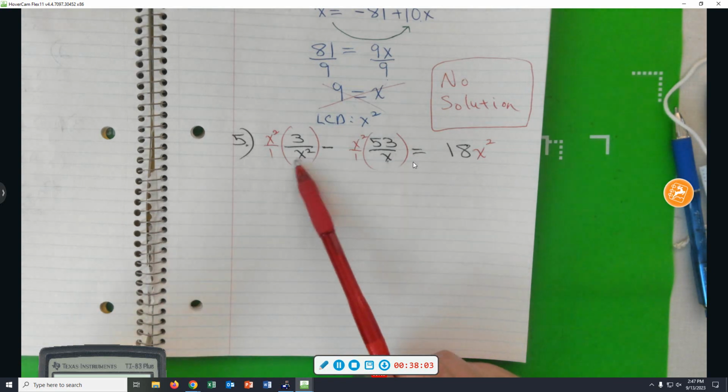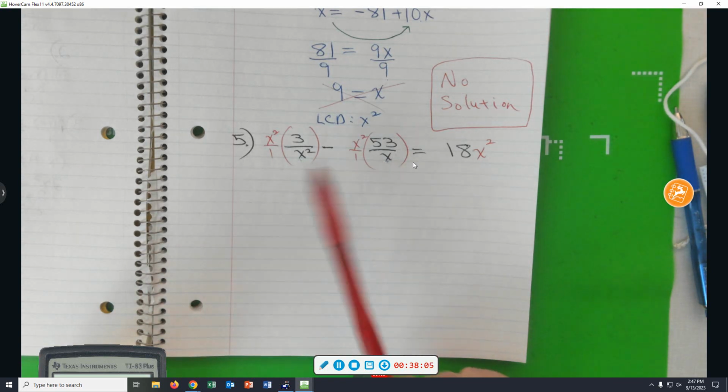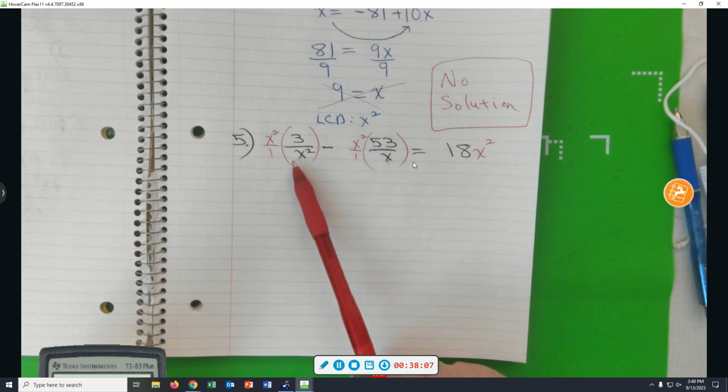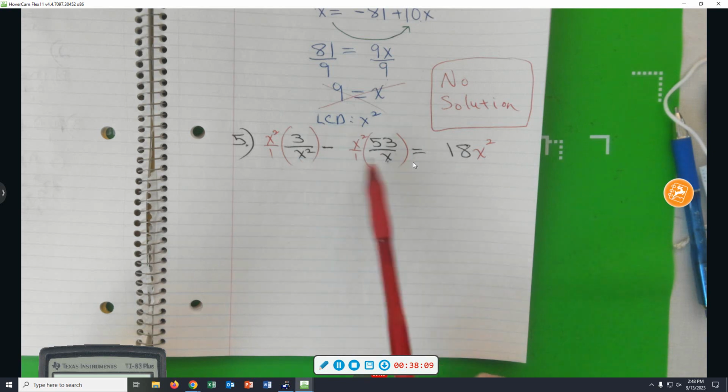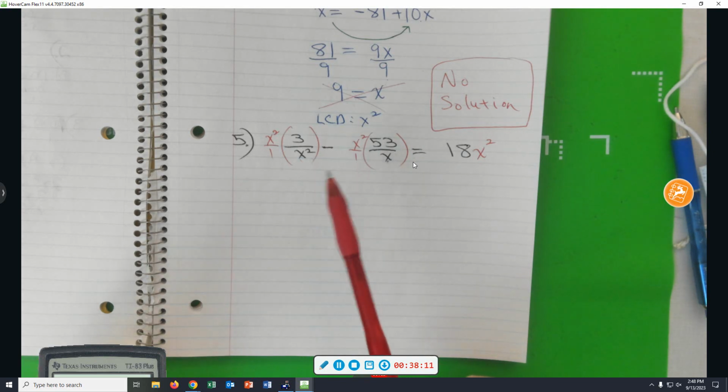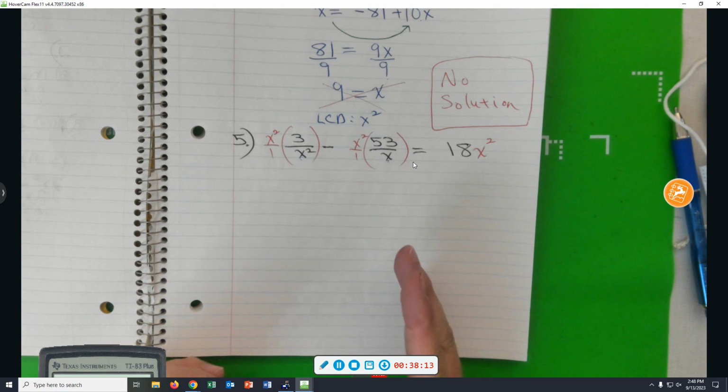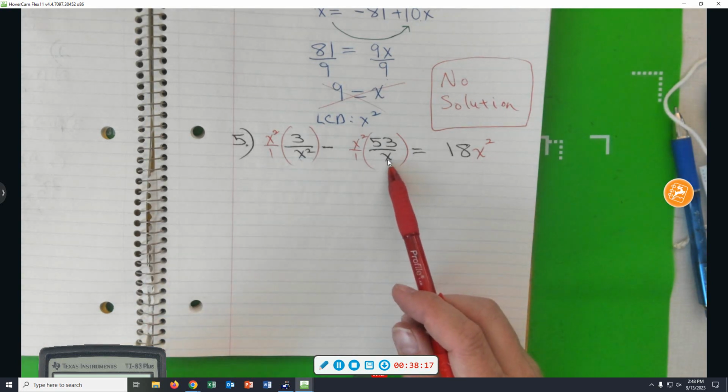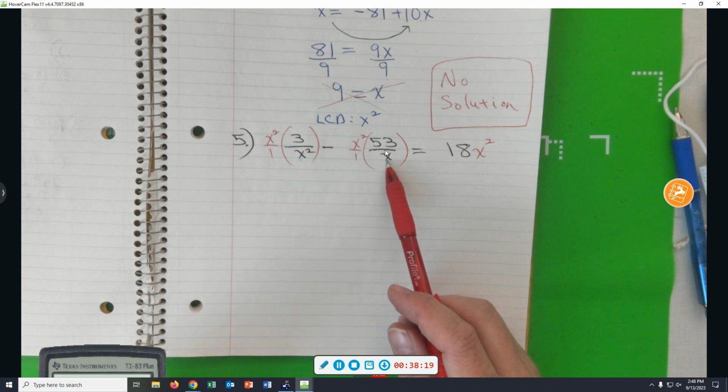What's the only x value that would be unacceptable? What would you have to plug in there for x to get a denominator of 0? It should be obvious. Just look at this denominator here. What would I have to put there to get 53 over 0?